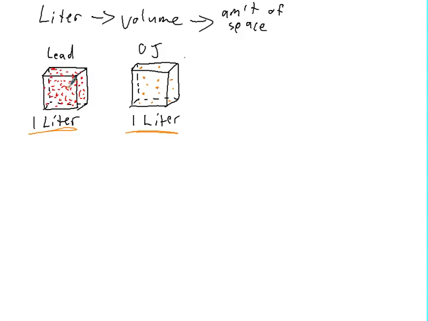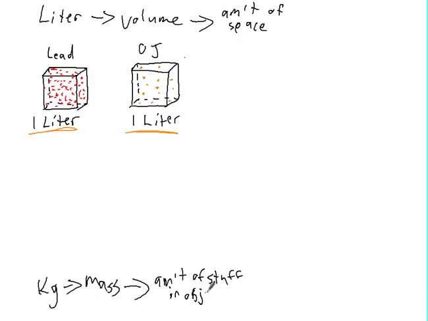This is where it gets a lot more tricky. A kilogram of molten lead has more or less or the same as a kilogram of orange juice. Okay, so we are comparing a kilogram. A kilogram is a unit of mass. How would we describe mass? Amount of stuff in an object. Okay. Amount of stuff in the object.